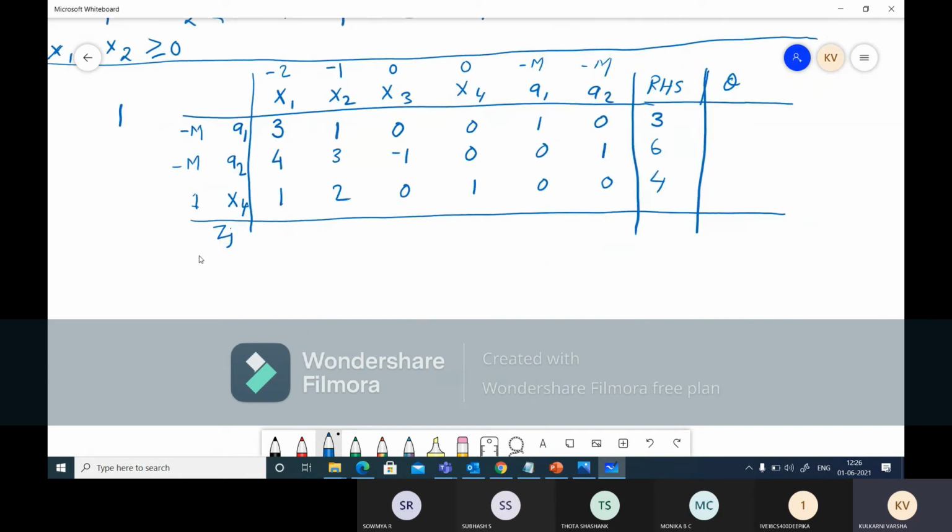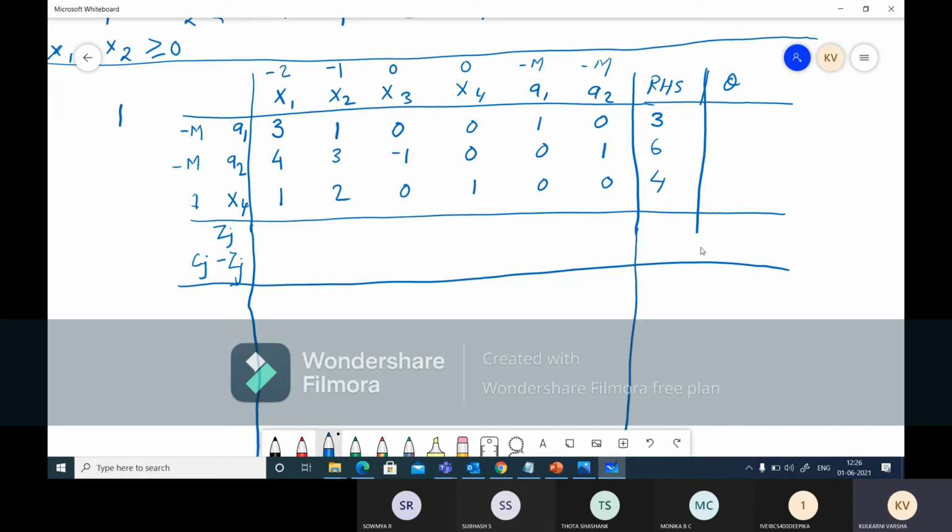Calculate Zj. In some books they directly calculate Cj minus Zj. They don't calculate Zj separately. If you are comfortable, if you are confident to do it directly with Cj minus Zj, you can do it. I will avoid it because we may make silly mistakes. But it all depends on your maths capability. Okay, now Cj minus Zj.